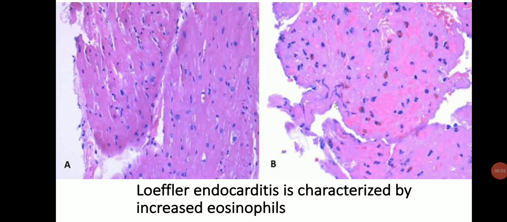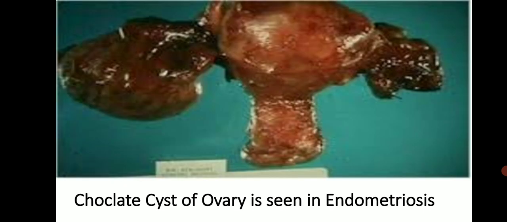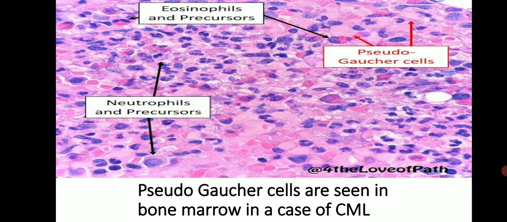Löffler endocarditis is characterized by increased eosinophils. Angioinvasive aspergillosis shows halo sign. Chocolate cyst of ovary is seen in endometriosis. Rhinosporidiosis shows mulberry mass. Pseudo-Gaucher cells are seen in bone marrow in a case of CML.